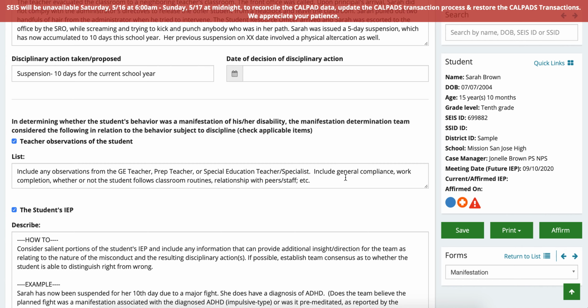Include information such as how are they generally compliant? What is their work completion like? Whether or not the student is able to follow classroom routines and rules. What types of relationships do they have with peers or staff? Okay.